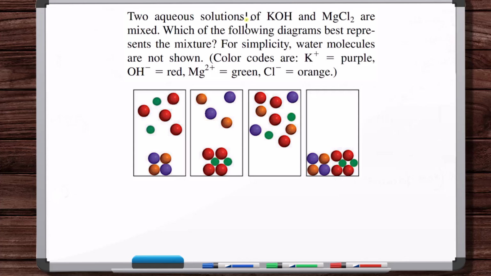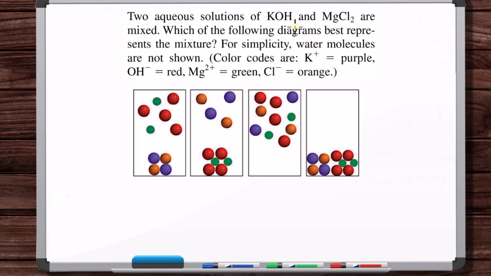Okay, two aqueous solutions of potassium hydroxide and magnesium chloride are mixed. Which of the following diagrams best represents the mixture? Okay, so these are two aqueous solutions. So we know that these two ionic compounds are soluble in water, again, because it's telling us that they're aqueous solutions. You can't be aqueous unless you're dissolved in water.